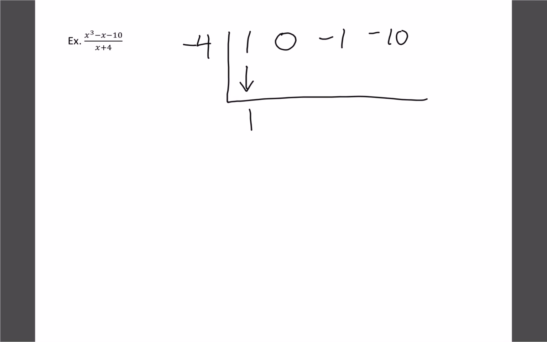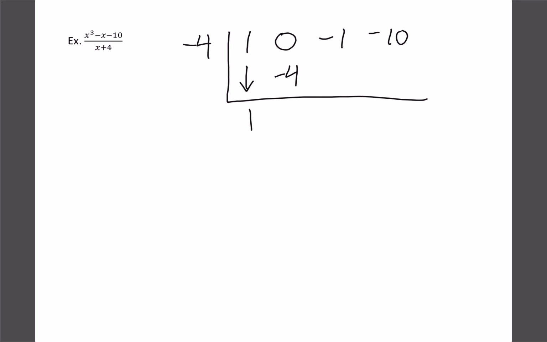Okay, let's try one more synthetic. So here we've got plus 4 on the bottom, so the 0 would be negative 4. And then on the top we put in all our coefficients, so we've got 1x cubed. We have 0x squared, so let's put that 0 in to hold that spot. Then we've got negative 1x and negative 10. So same process, bring down the 1, multiply. So negative 4 times 1 is negative 4.